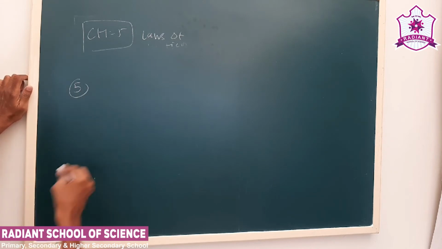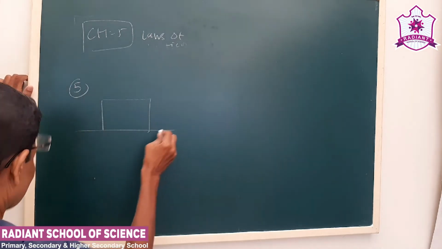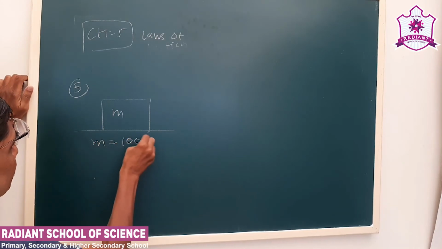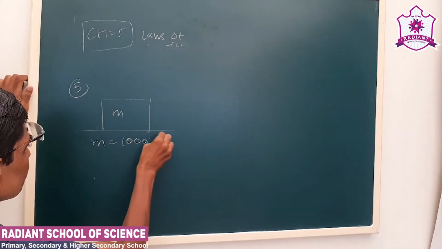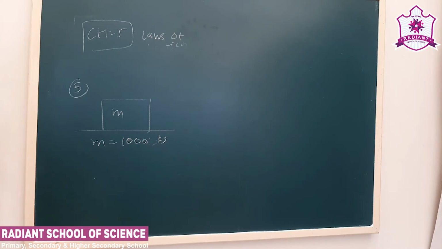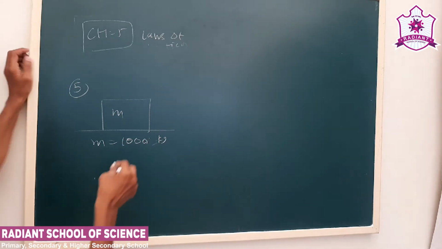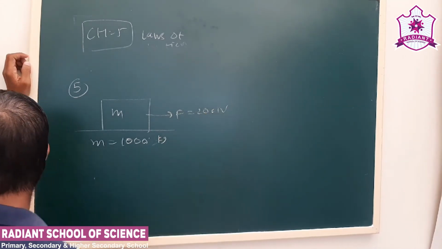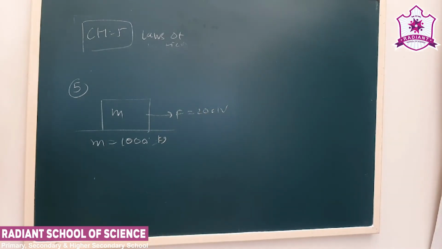See, a horizontal block of mass 1000 kg is steady. Okay. Now a horizontal force of 200 Newton is required to bring it into motion. What is the coefficient of friction?